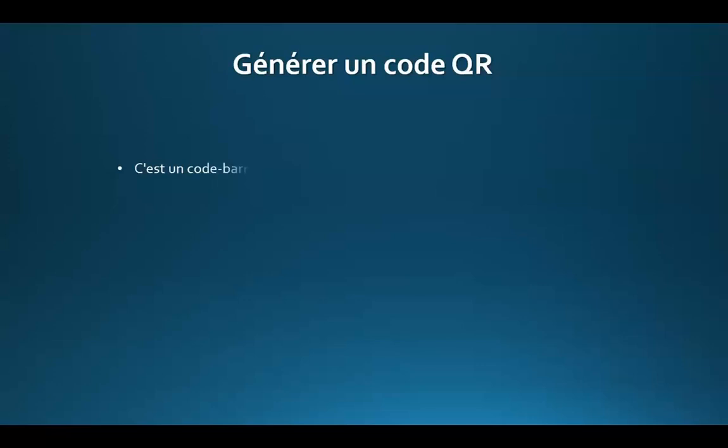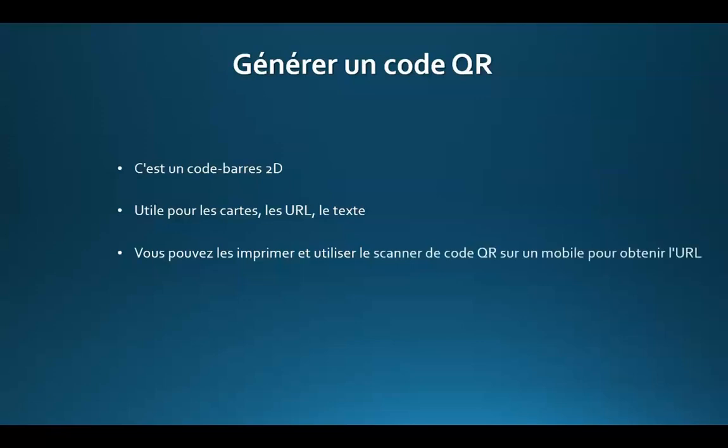To generate a QR code, so what is it? It's a barcode in 2 dimensions, so it can be useful for maps, URLs, and text. You can print them out and use the QR code scanner on your cell phone to use the URL. If your URL is too long, you can shorten it.